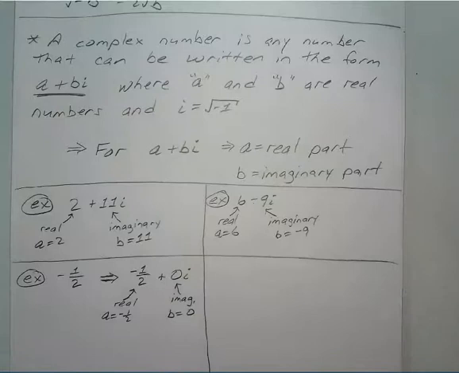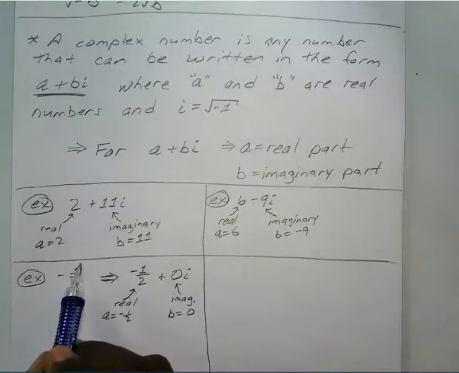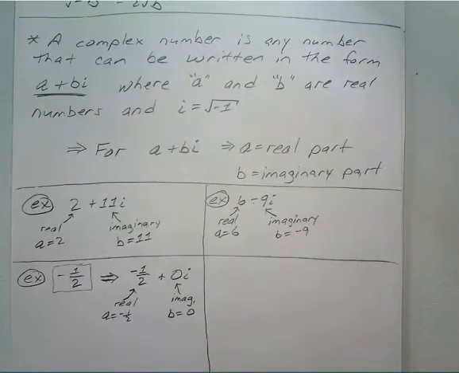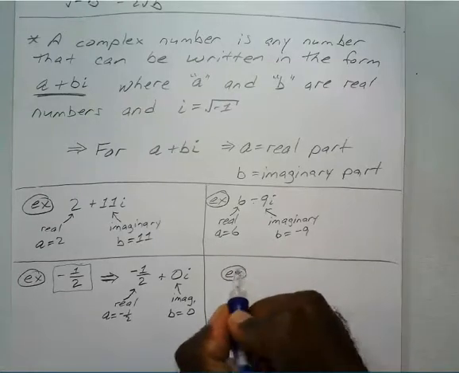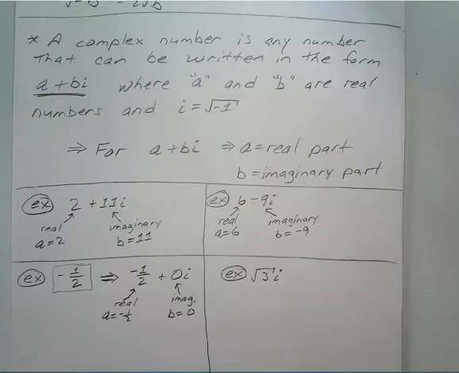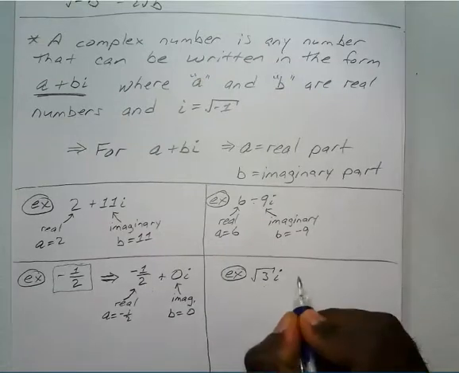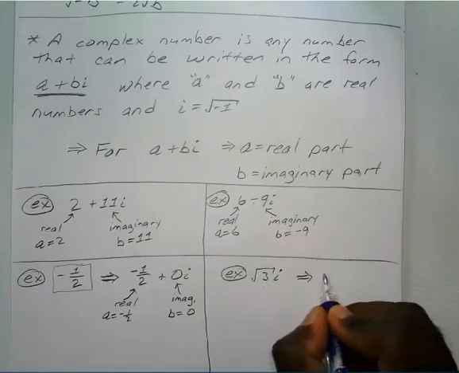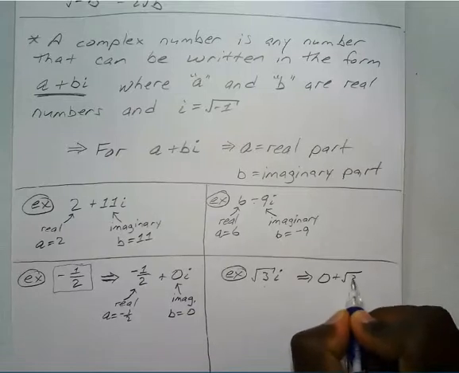Okay. Now here they gave you just a real number. What if they gave you just an imaginary number? Let's say square root of 3i. Remember, the i is on the outside of the square root. Okay. The same process that you would use for just a real number to write it in complex form, you would use here. Here you have your imaginary part, you just need your real. So we just rewrite this as 0 plus square root of 3i.